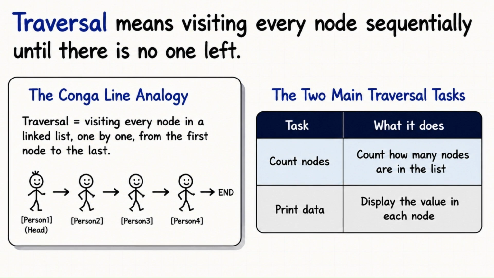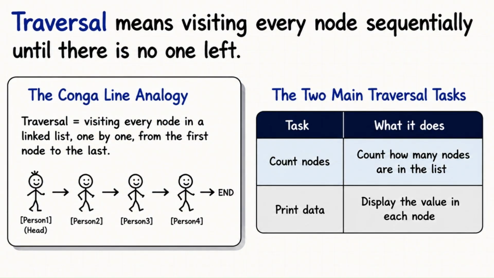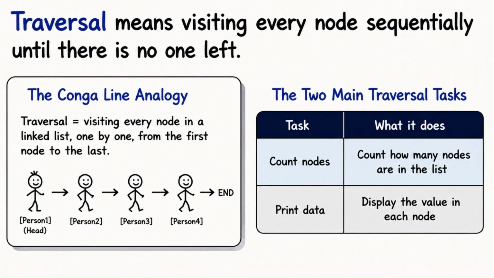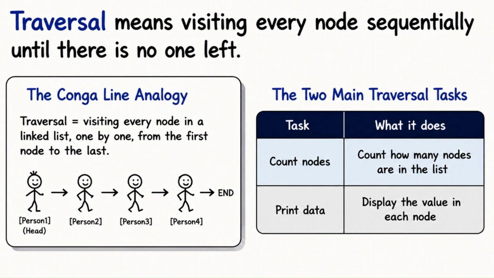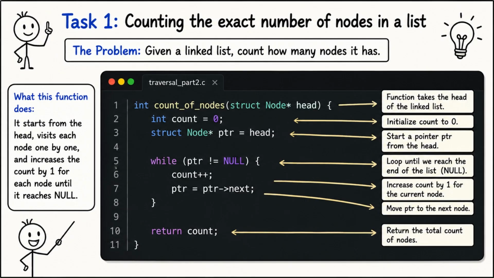When we walk this conga line in C, we usually want to accomplish one of 2 main tasks. Task 1 is counting nodes, so keeping a running tally of exactly how many there are, and task 2 is printing data, where we actually display the specific values stored inside each node along the way. Let's dive into task 1, counting the exact number of nodes.